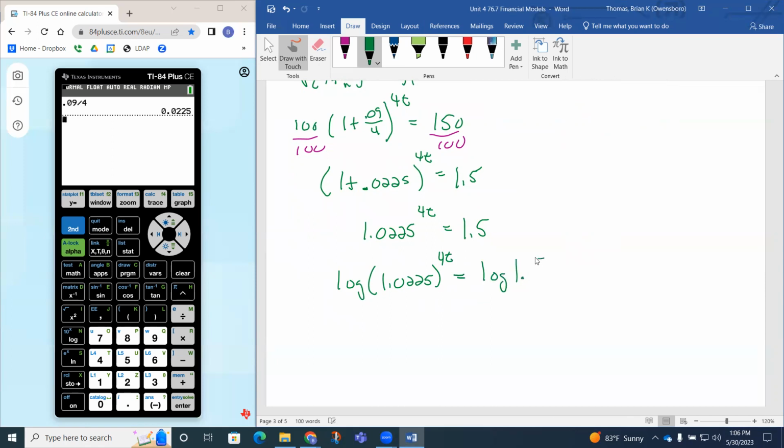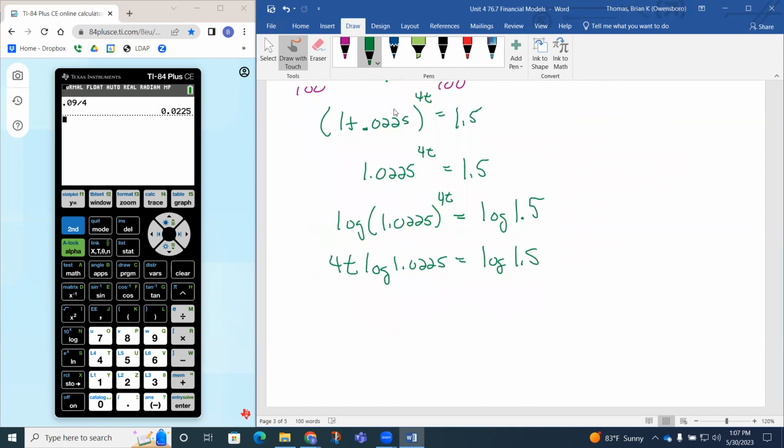You can either use the common log or the natural log, so you can use either the ln or the log button on your calculator. Remember, log is base 10 and ln is base e. Those are the two that are easiest to get to. Since these are logarithms, the power rule says this 4t can come out in front. So 4t times the log of 1.0225 is equal to the log of 1.5. Remember, these logs represent numbers.